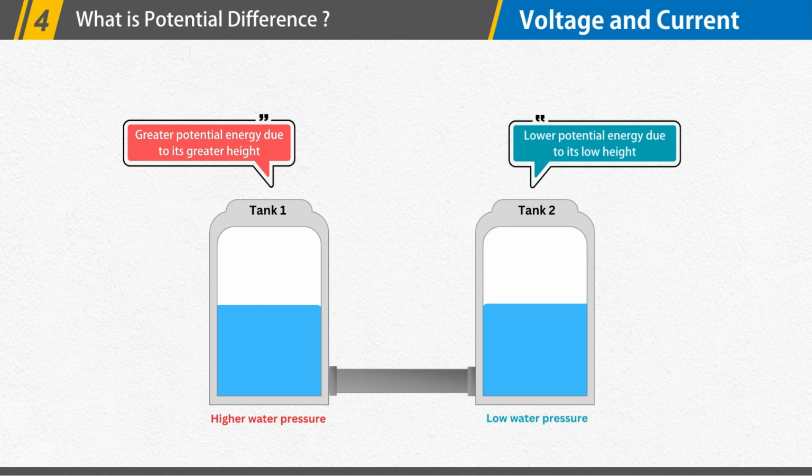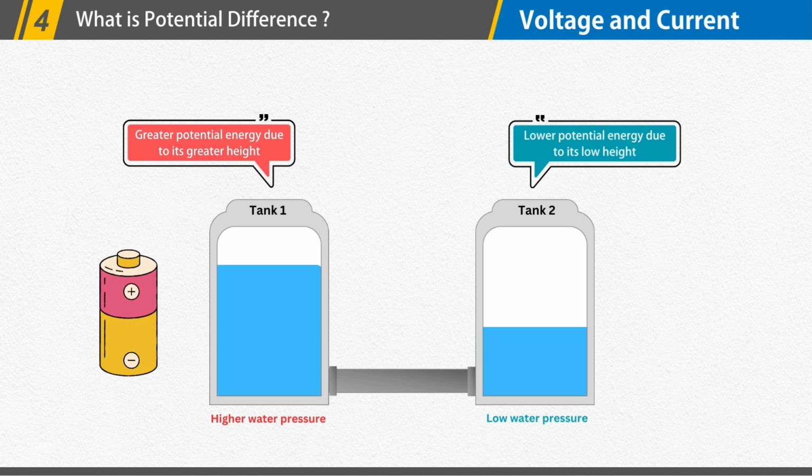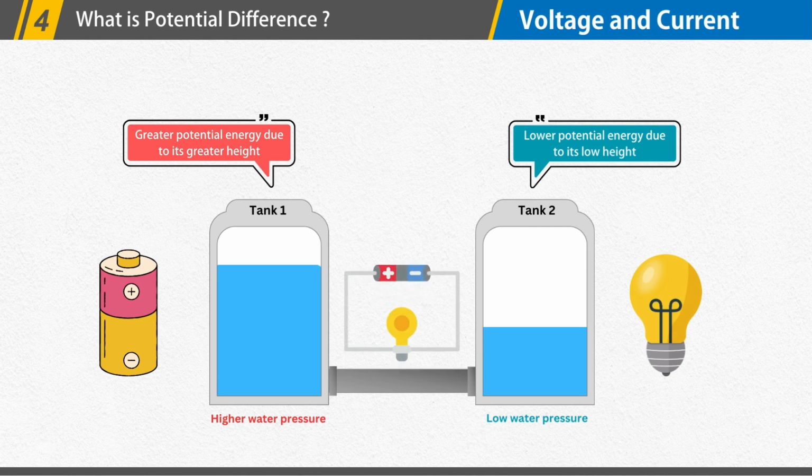This analogy can be applied to an electrical circuit where the potential difference is equivalent to the water pressure difference between the two tanks. The higher tank represents a point in the circuit with a higher potential energy, such as a battery, and the lower tank represents a point with a lower potential energy, such as a bulb. The connecting pipe represents the electrical conductor, such as a wire or a circuit element, that allows the flow of electrons from the higher potential point to the lower potential point.